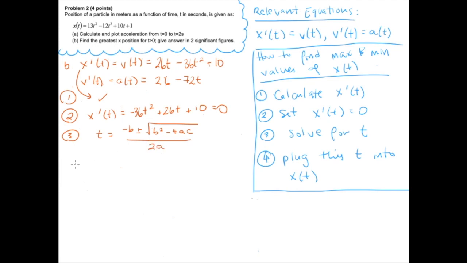All right, so that's our quadratic formula. Just a reminder, in that x prime of t equation, a equals minus 36, b equals 26, and c equals 10. So you can see I'm starting to plug in my numbers. I have to admit, I am a grad student and I did Google quadratic formula before I made this video. So if you don't remember it off the top of your head, no sweat, because I didn't either.